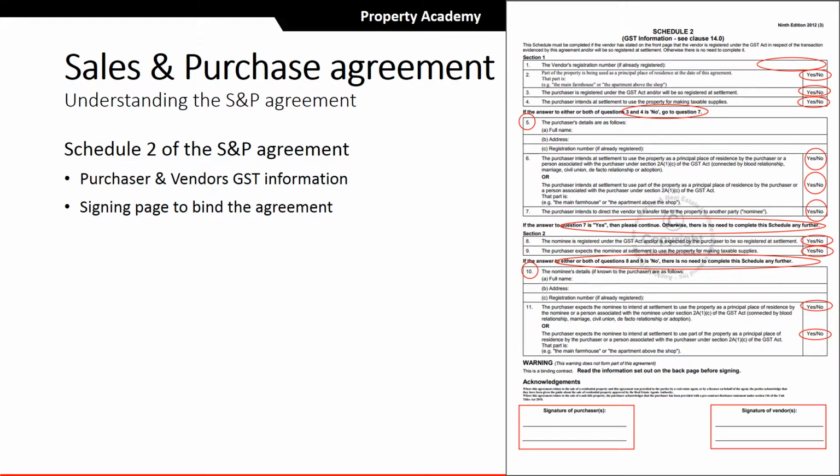Right, and we've even covered the GST portion, which is something your lawyers can help you elaborate on when it comes time to actually purchasing a property, whether the vendor is GST registered or not.